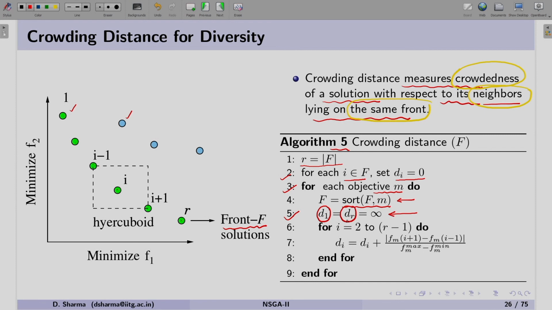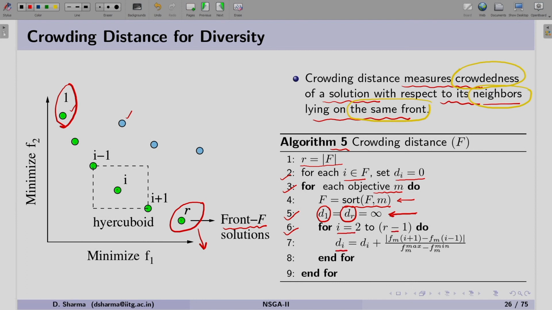What is the significance? These solutions are the extreme solutions of the front F. If we look at the figure on the left hand side, we can see solution 1 is extreme and solution r is also extreme. We want to preserve these solutions. Therefore, in step 5, we are assigning a very large value, that is, the crowding distance equal to infinity.